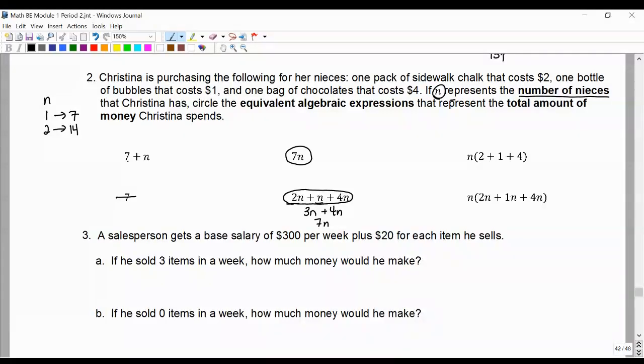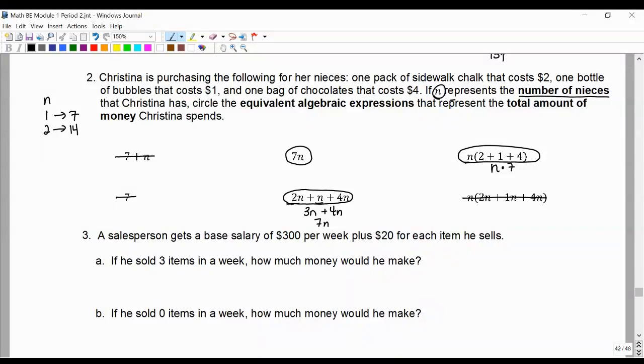This one, I can't combine these, so that doesn't equal that. This one in the bottom right, we have not distributed variables to variables, so I think that's not going to work. Let's try this one. 2 plus 1 is 3, plus 4 is 7. So n times 7, oh yeah, that's equal to the other one, so that's also correct. All right, so we found 3. And then now we're going to move on to ones that are not multiple choice.